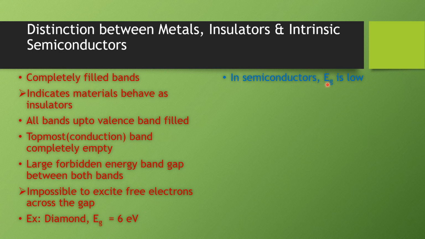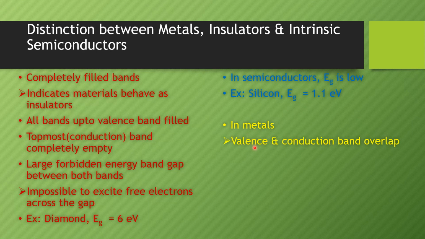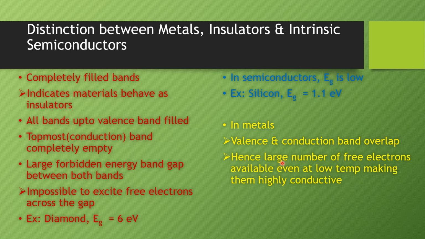Now in semiconductors, the band gap energy E_G is low. An example is silicon, where the band gap energy is 1.1 eV. And in the case of metals, there are a large number of free electrons even at low temperature, making them highly conductive. So the valence and the conduction bands overlap in the case of metals. So a large number of free electrons are available even at low temperature, making them highly conductive.